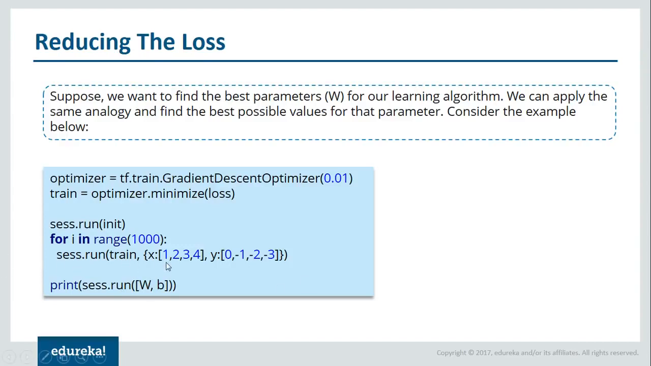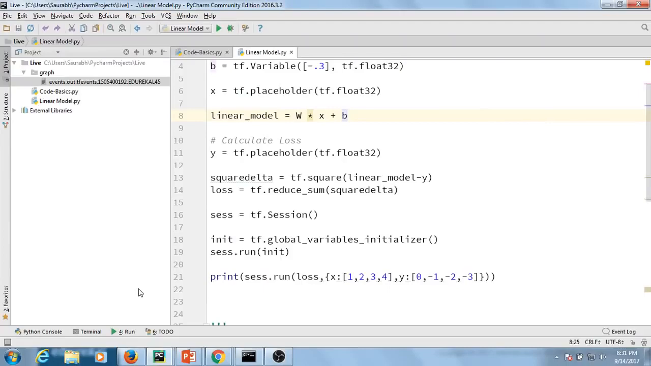And then we are feeding in simply the values of x and y, and then finally sess.run w comma b. That will give me the updated values of my weights as well as bias, or you can say w and b updated values will be given to me. Now I'll quickly open my PyCharm and I'll execute this for you guys.